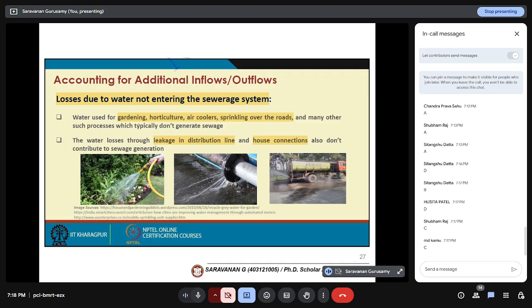Right? Because this is a loss which is not entering the sewer system, like gardening, horticulture, air coolers, sprinkling over the roads, or any leakage in the distribution line or the household connection. Those are all losses that will not contribute to my sewage system. You got it? Yeah. Okay, so the answer is C.